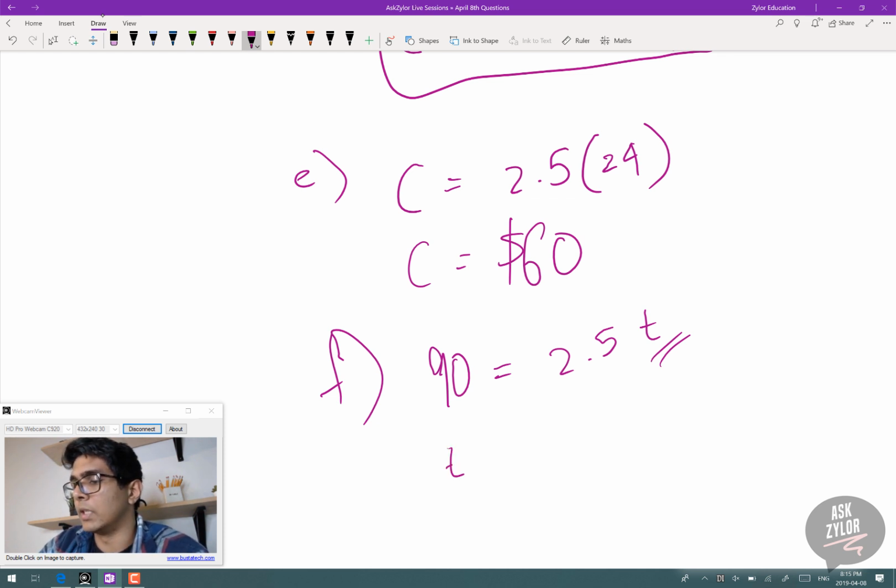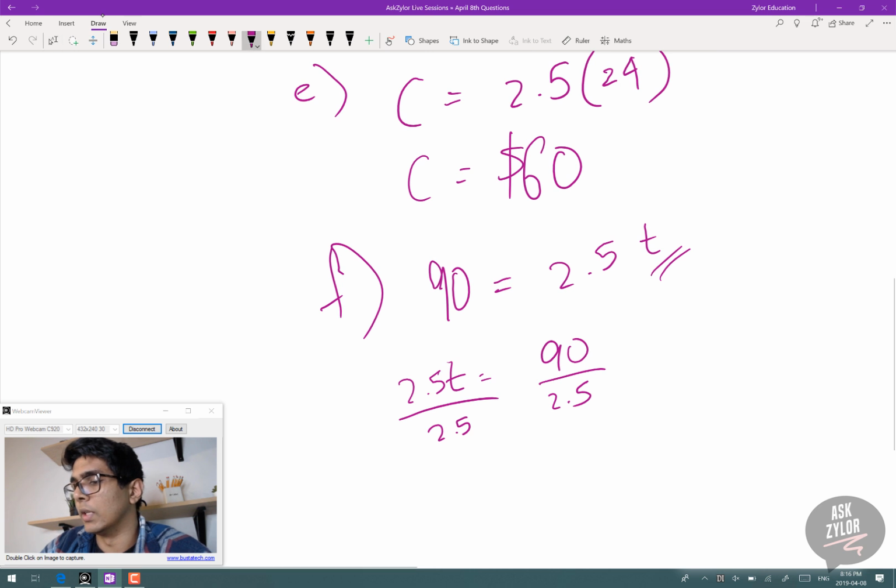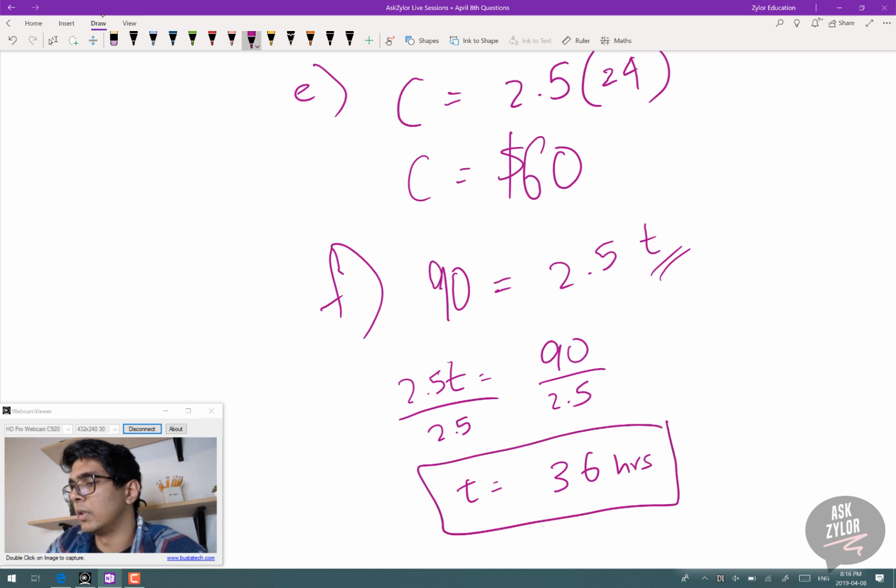So I can isolate for my t by simply dividing both sides by 2.5. So 2.5 will give me 1t, and then 90 over 2.5 is 36. So it's going to cost $90 for 36 hours.